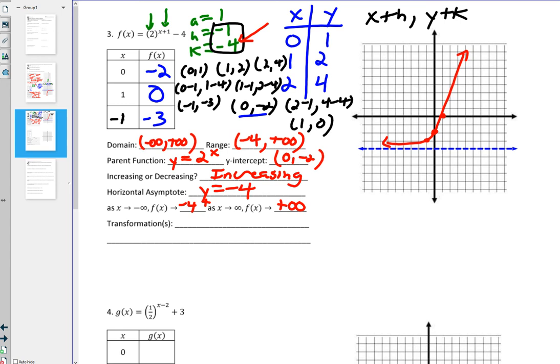Jada, transformations. What transformations did this undergo? Translation, good. So you would say translation. Left 1 unit, yeah, left 1. And? Say it again? Translation.